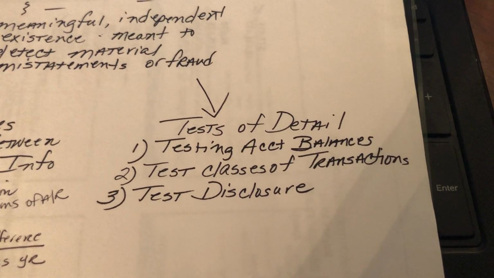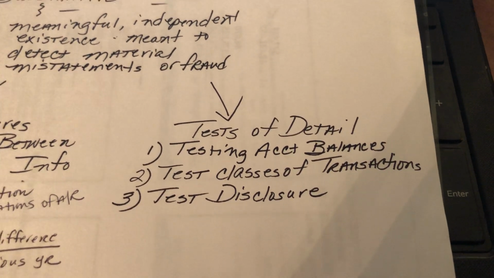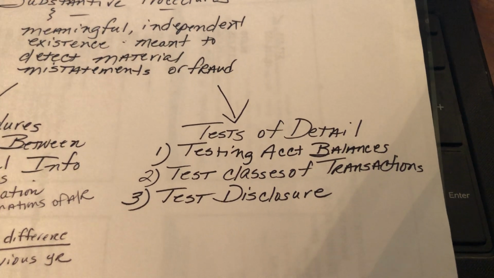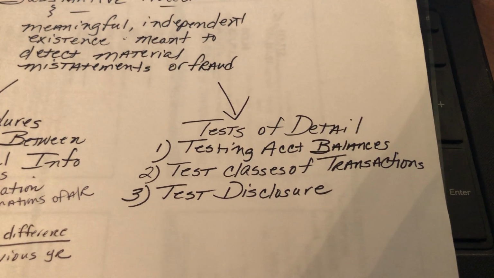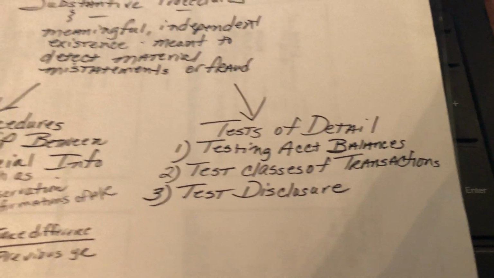Then you test your disclosures. That's the information in the back of your financial statements. For instance, if they give you a list of debt, they tell you where their debt is. You want to send out confirmations to make sure that debt is there. That's how you're going to test it.